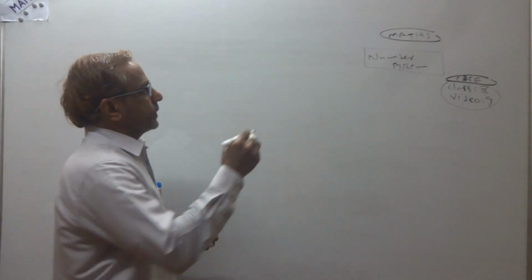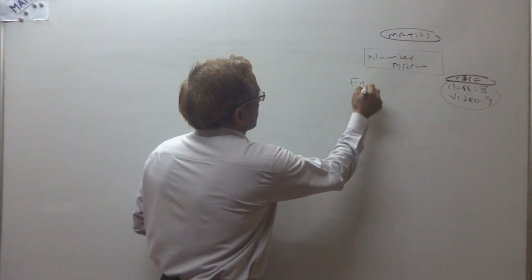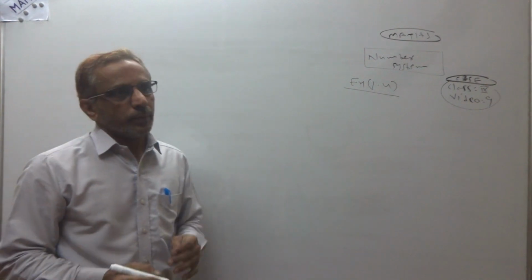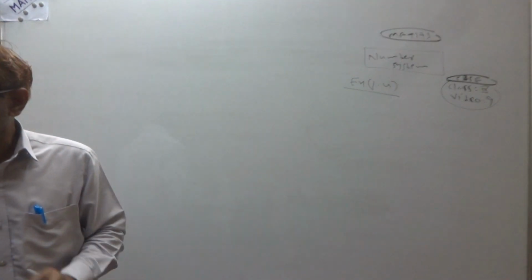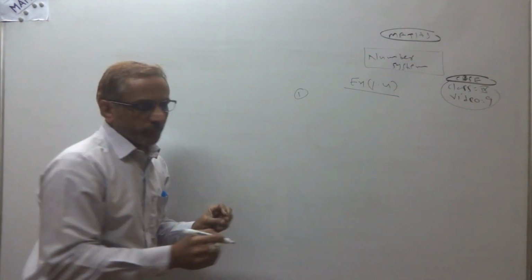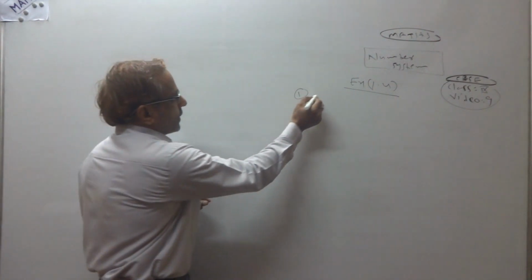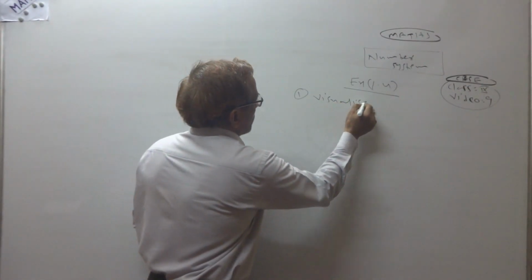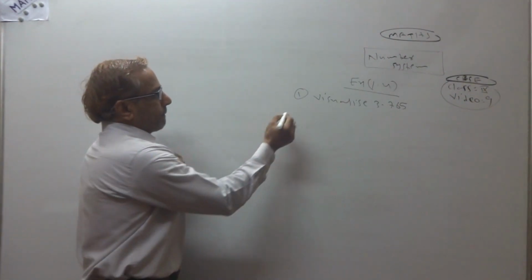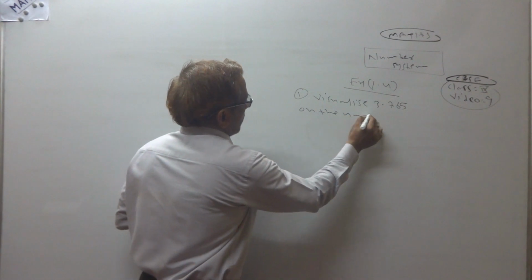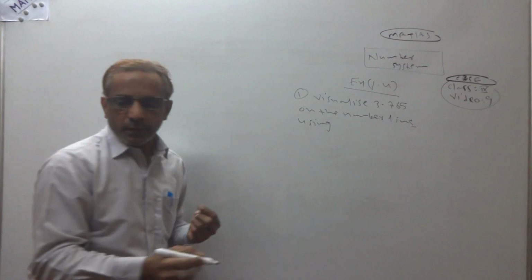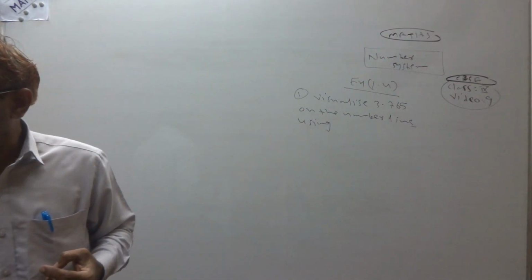We now start the fourth exercise, Exercise 1.4. This is video number 9. What is there in Exercise 1.4? Only two questions are there. First question: visualize 3.765 on the number line using successive magnification.